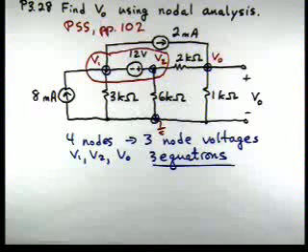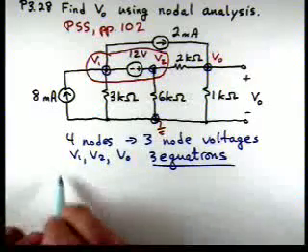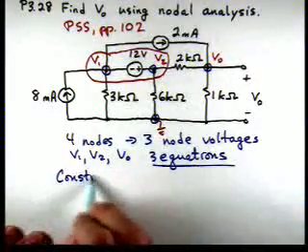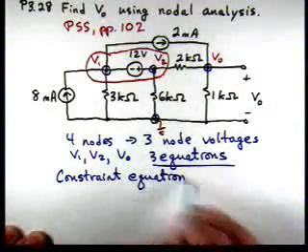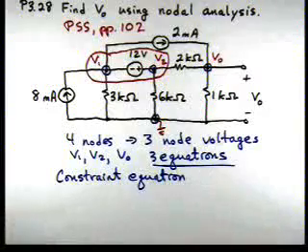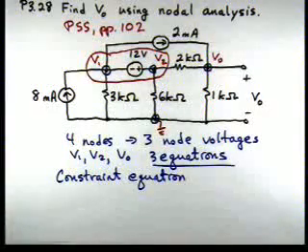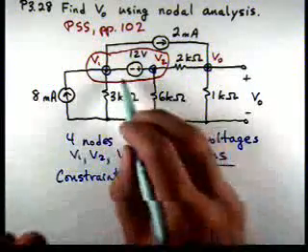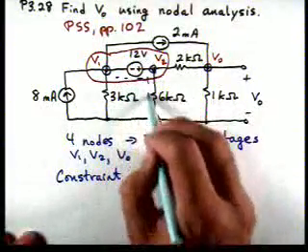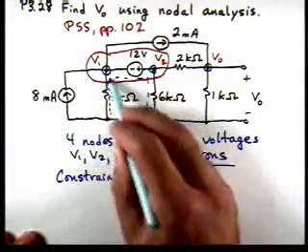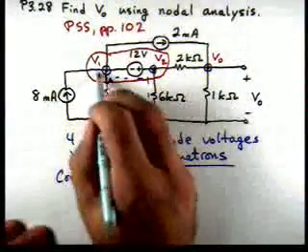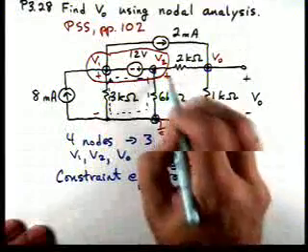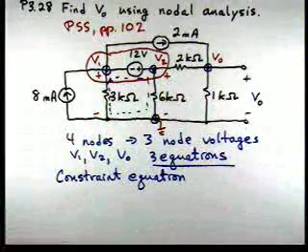Let's first of all start off with the constraint equation for the supernode. And remember, we get this equation by applying KVL around this loop. And again, let's remember what the polarity of those node voltages are. They're polarized plus to minus in this fashion, with the minus at the reference node.